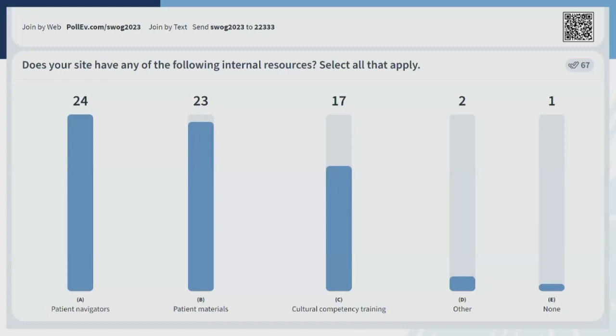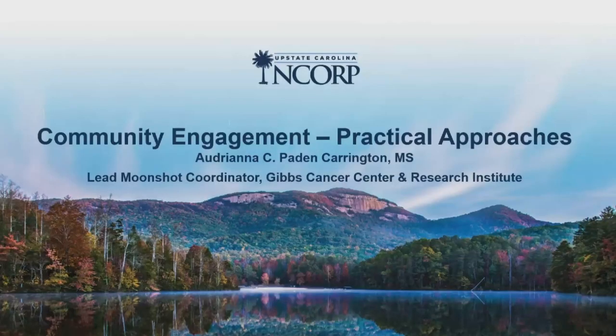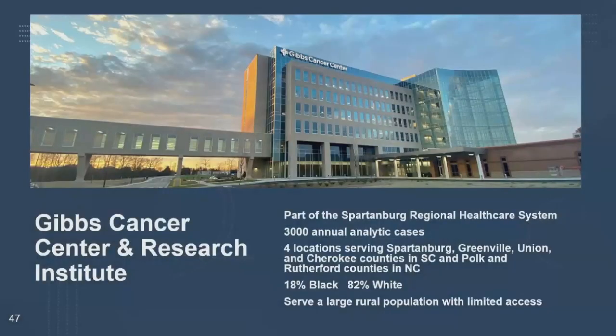Okay, all righty, so today I'm going to be giving a little bit of practical approaches about community engagement at our site. The Gibbs Cancer Center and Research Institute is part of the Spartanburg Regional Healthcare System in upstate South Carolina. We have 4 cancer center locations in upstate South Carolina, and we serve 4 counties in upstate, as well as 2 counties in North Carolina. We see about 3,000 analytic cases a year, which includes serving a large rural population.